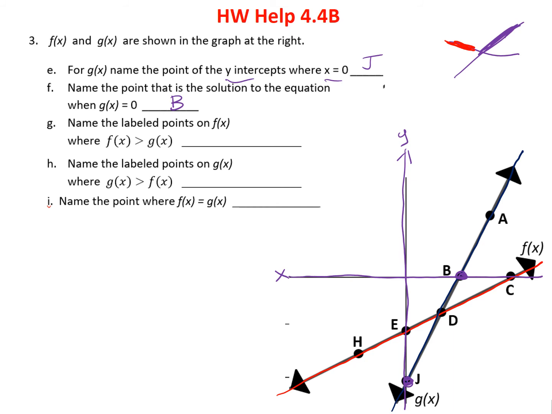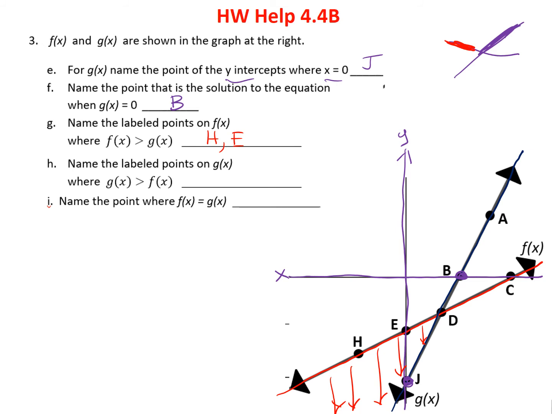So where I'm looking for, where is f of x here? Where is the red line above the blue line? And you'll notice it's all along here. All of these points here are bigger than the blue line. So what are the points that are bigger? In this case, H and E. If you're at point H, you're bigger than the g of x, which is down off the graph here, and E is greater than J.